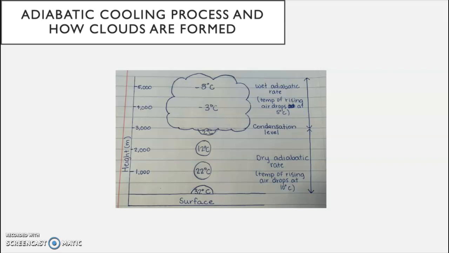Now we have the adiabatic cooling process and how clouds are formed. In the adiabatic cooling process, air rises from the surface and expands, which causes it to cool. And once the air reaches the dew point, condensation begins and creates a cloud.